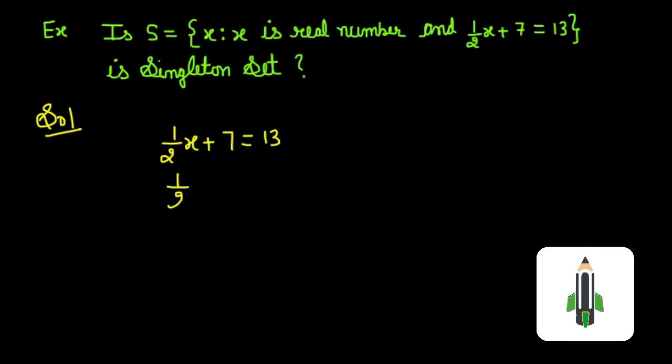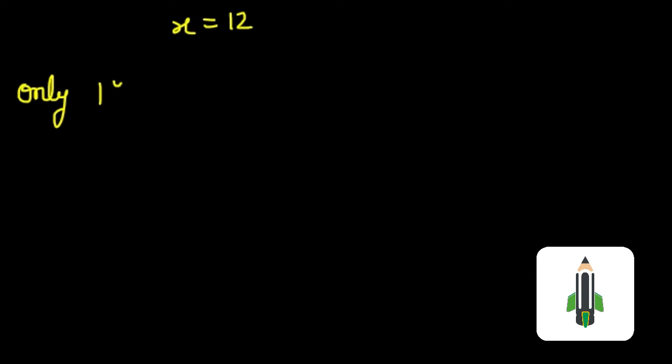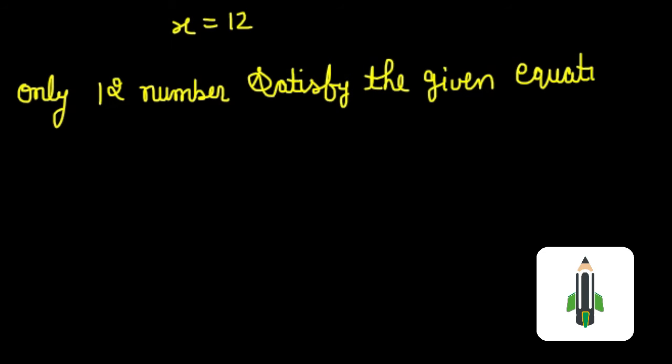Now when we subtract 7 from both sides, we get x by 2 is equal to 6, and now the value of x is 12. Only the number 12 satisfies the given equation, half x plus 7 is equal to 13.